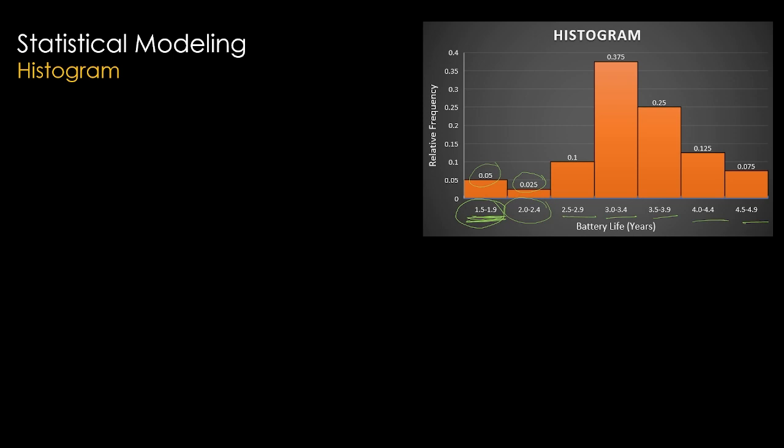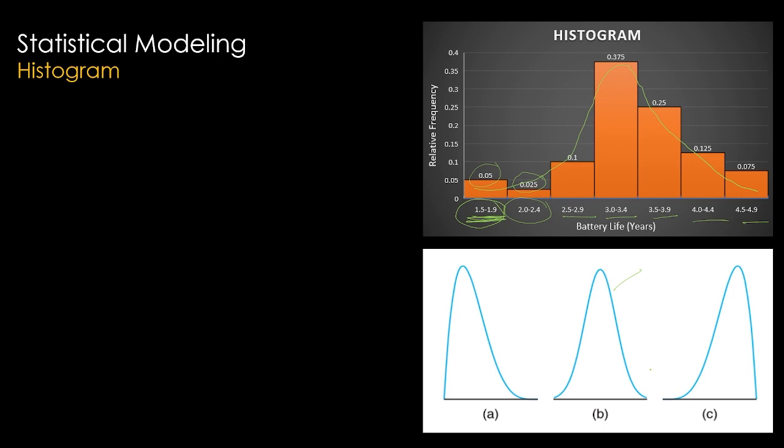But it's up to you to make your interval. The smaller the interval, the more accurate your histogram. Because if your interval tends to be small, this histogram tends to be a curve. Okay, this will become a curve. And there are also different types of curves for your histogram.